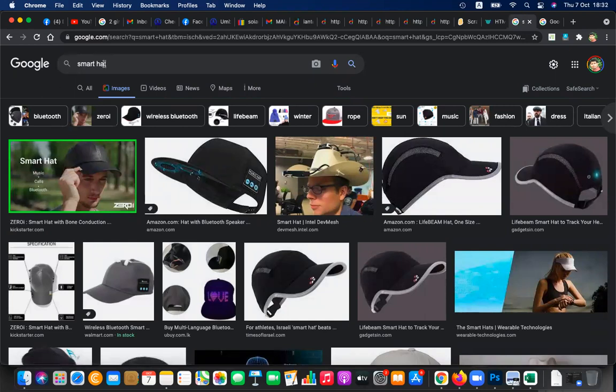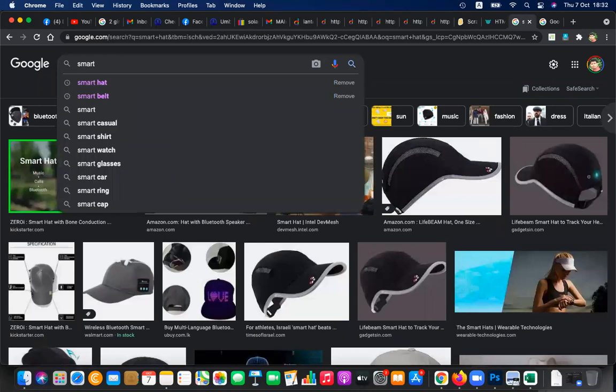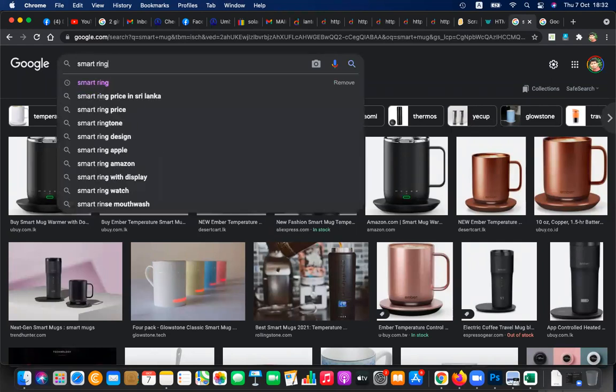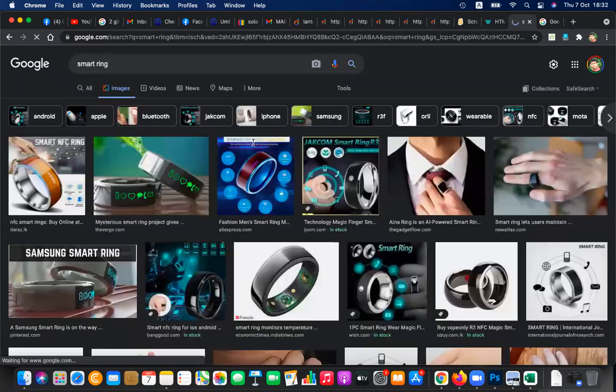Then a smart mug. A mug can be connected to the computer. So we call it a smart mug. So a lot of devices are there. Smart home, smart washing machine, smart TV, smart watch, smart ring. Even a ring can be smart. A ring can be connected to the computer. So those are today's smart devices. So you can see it's a wide range, right?